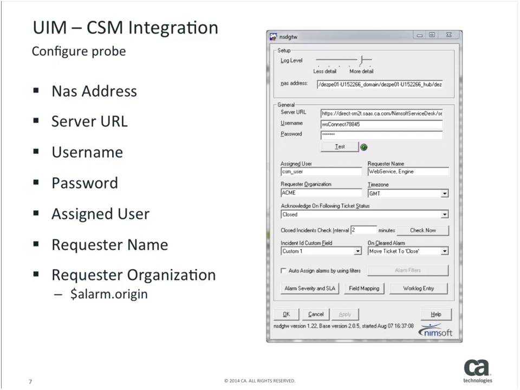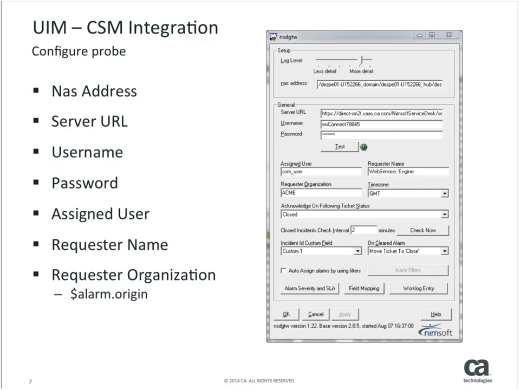We can also choose what to do when we acknowledge an alarm. If you acknowledge an alarm, then the ticket status should be moved to closed. We can also set the interval on how often the NSD Gateway Probe should check in CSM if there are incidents closed. And then we have the incident custom fields.